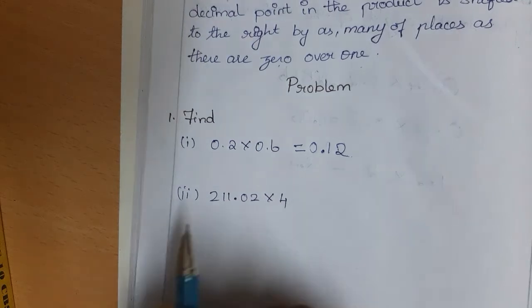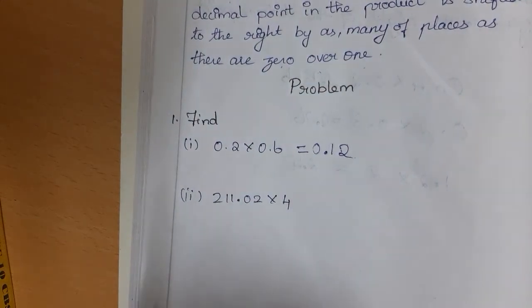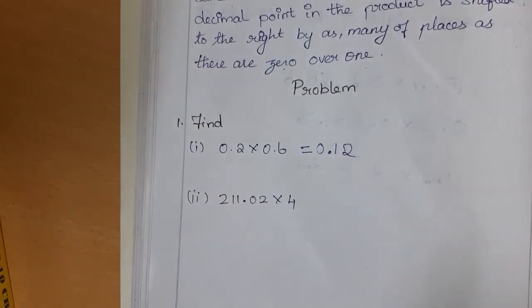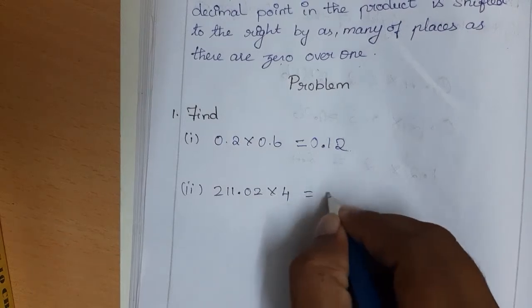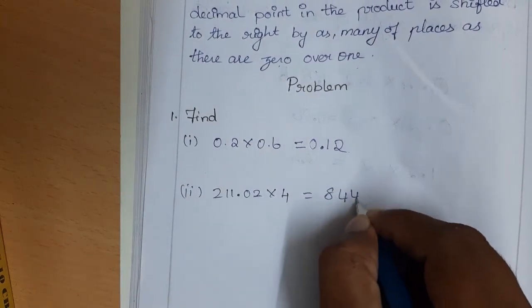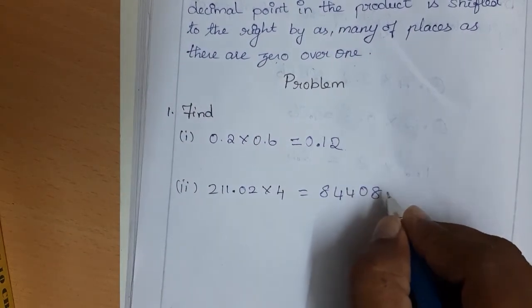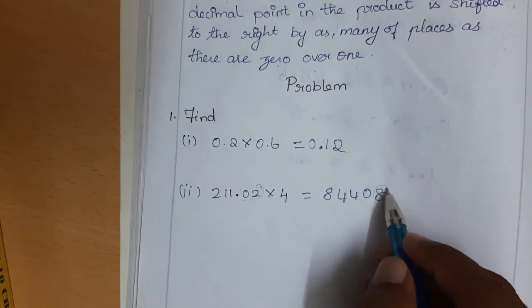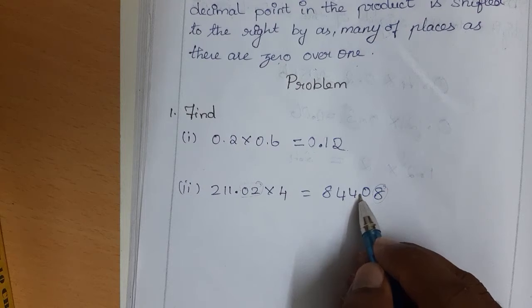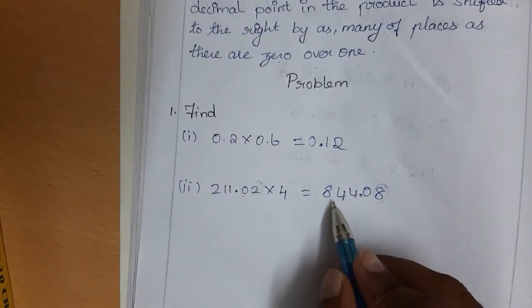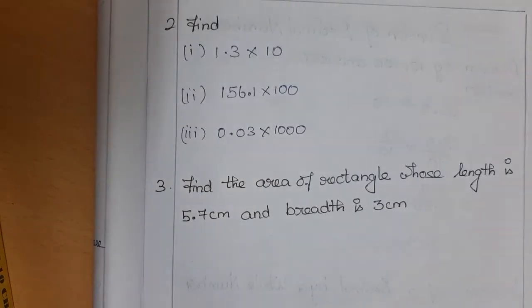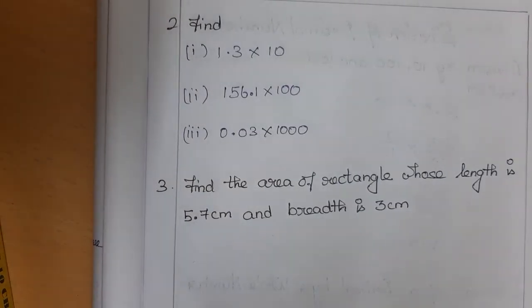Next, 211.02 into 4. Now do a normal multiplication of 21102 into 4. With the normal multiplication we will get 84408, right? So how many digits are there in the decimal? 2 digits. So just move 2 digits. So the decimal will be there, and the answer is 844.08.